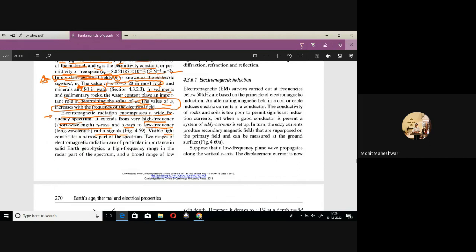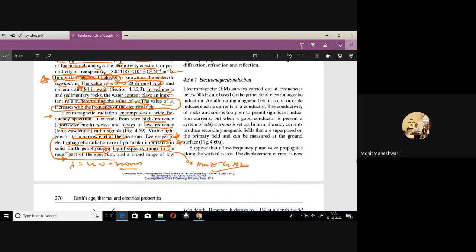Visible light constitutes a very narrow part of the spectrum, and as we have seen, for visible light the wavelength is 400 up to 700 nanometers. This is very, very important for you. Two ranges of electromagnetic radiation are a very important concept, from where a question can be asked in prelims. Two ranges of the electromagnetic radiation are of particular importance in solid earth geophysics. The first is a high frequency range, on the order of megahertz up to gigahertz, the very high frequency range in the radar part of the spectrum.